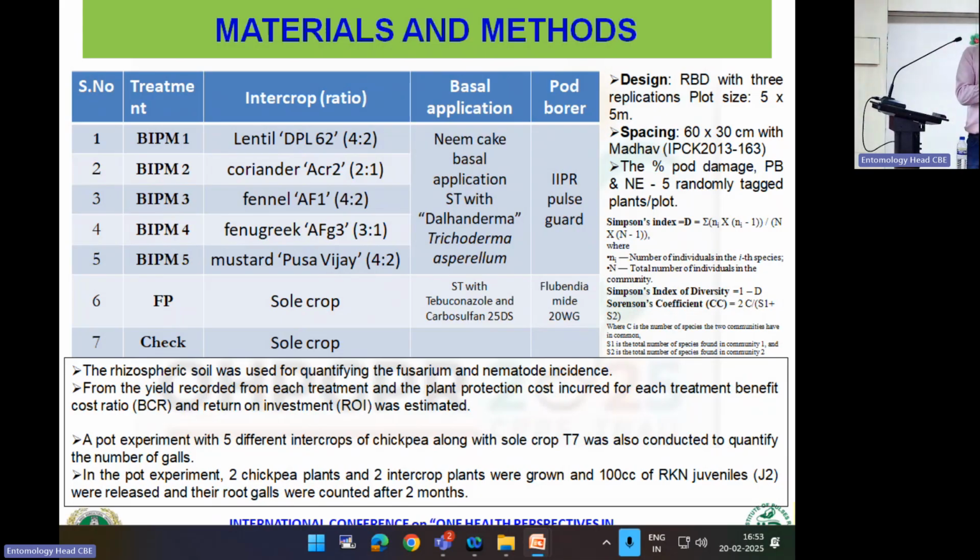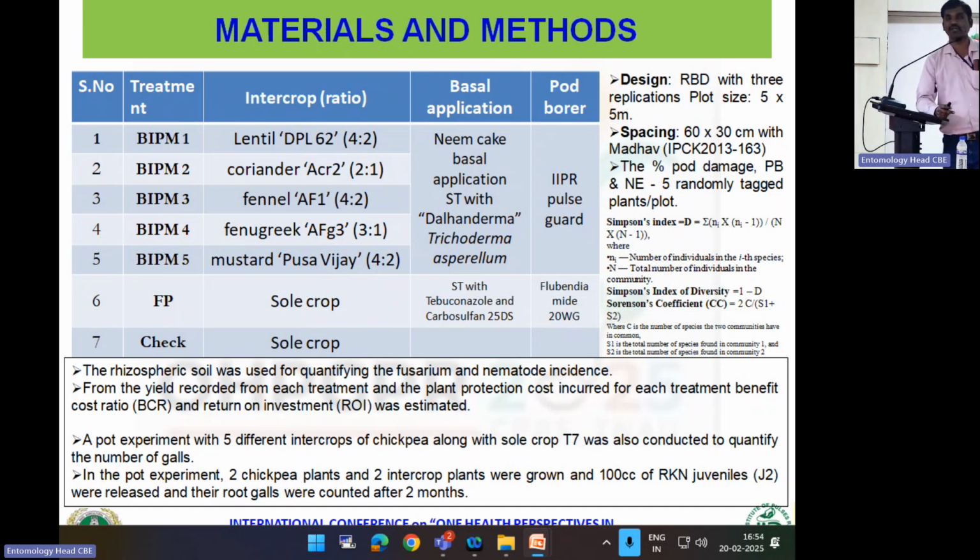The experiment was laid out in a randomized block design with 3 replications, and the plot size is 5 by 5. As per the recommended package of practices for the Northeast Plain Zone, we followed the agronomic practices without any insecticidal spray initially. We recorded the natural enemy and pod borer incidence on 5 randomly tagged plants, and we calculated Simpson's index and Simpson's index of diversity.